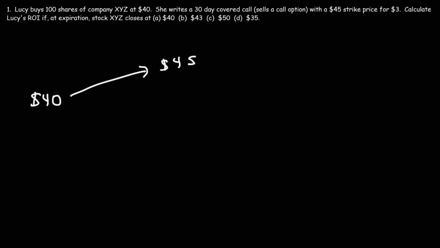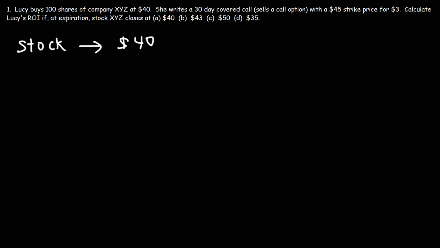So what you need to understand is this. If the stock price closes at $45 or higher, Lucy has to give up her 100 shares in company XYZ for a price of $45. If the stock price closes below $45, she does not have to give away her shares. So hopefully that made sense. So let's work on part A. Let's say that the stock closes at $40.